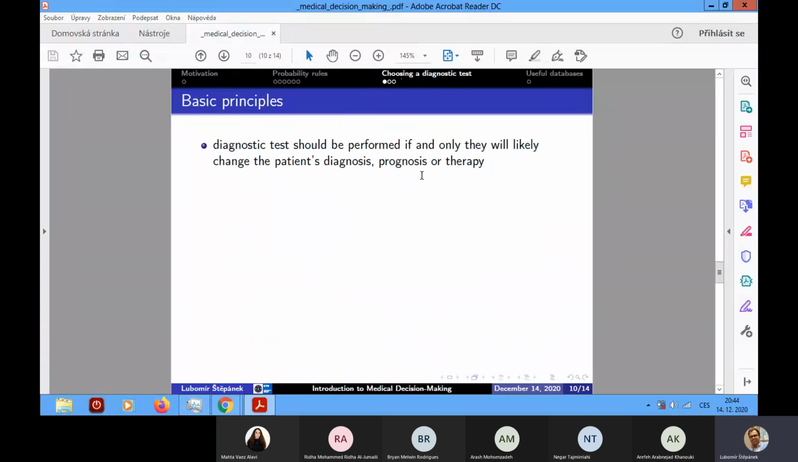So it means that in a situation where it's not so important for us to get the result of the supposed diagnostic test, because regardless of the result, we are only going to apply some watch and wait strategy for our patient.